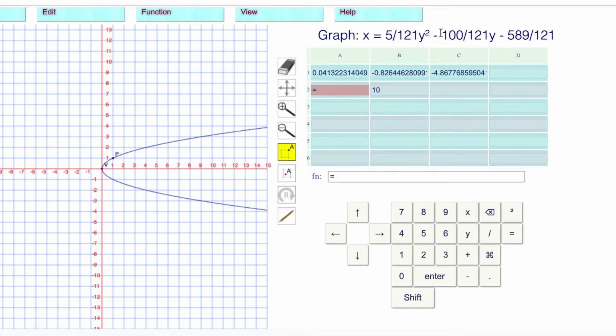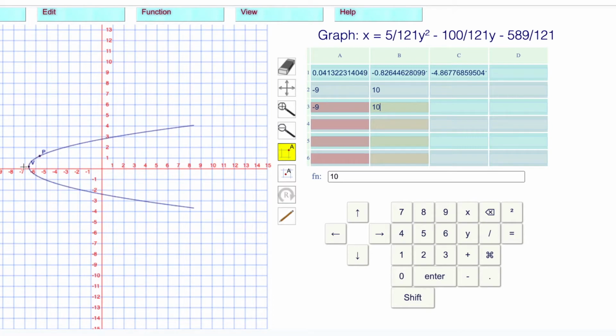The h value, I'm just going to feed it into this equation. Replace the y with 10: x is equal to the a times the y value squared plus the b times the y value plus the c. That gives us negative 9. Negative 9 and 10, so I'm just writing that to remind us. When x is negative 9, the y is 10. It's opening up in this direction.